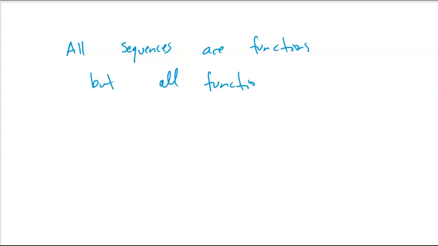Okay, so things to remember about sequences and functions, kind of a closing statement. All sequences are functions, but all functions are not sequences. Okay, so it's important to know that you can say that all sequences are functions, but we can't say that all functions are sequences. Okay, so some of them are, but some of them are not. And that's it. That's comparing our sequences and our functions together.